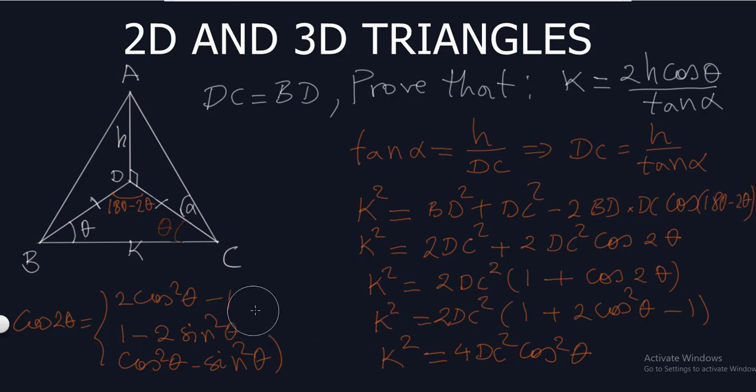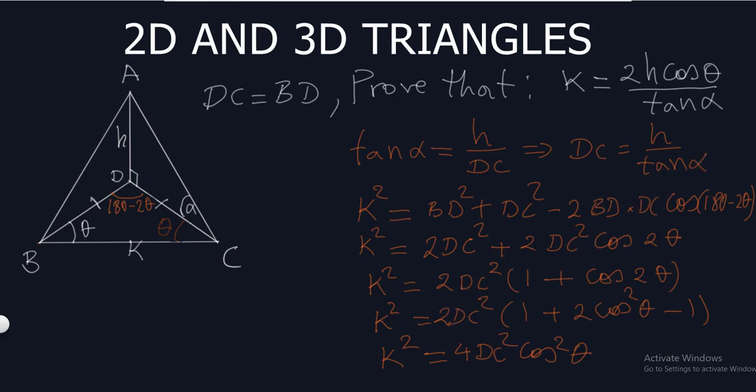Now, once we have that, this is what is going to happen. We have to look at K now. We need to find K, because there we have a K squared. So K will be the square root of 4 DC squared cos squared theta. So this will give us what? Square root of 4 will be 2, DC squared will be DC, cos squared will be cos theta.